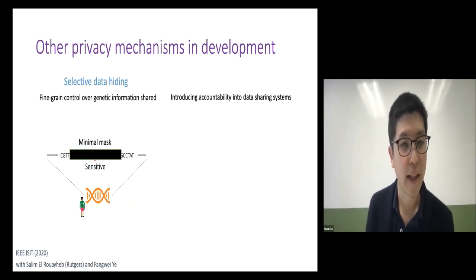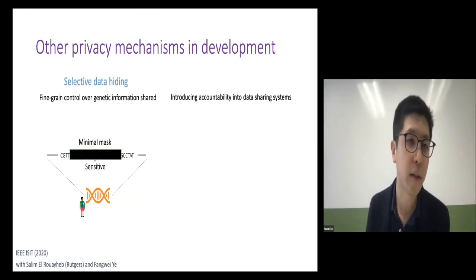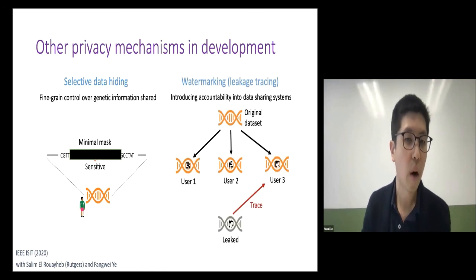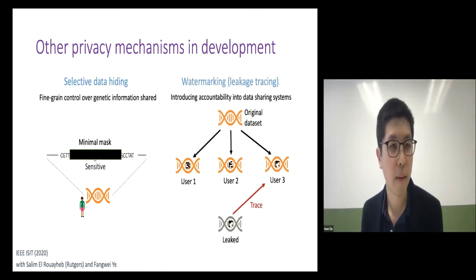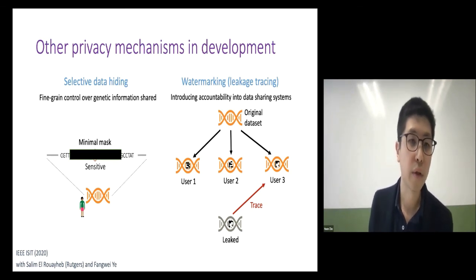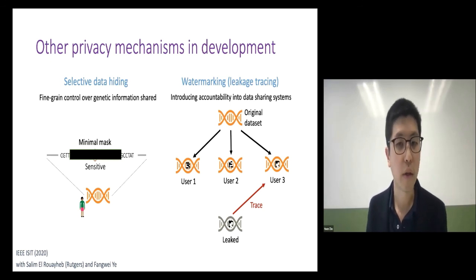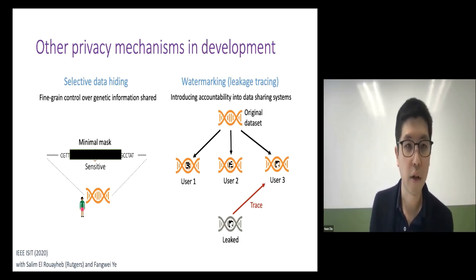So the hope here is that this technique will be useful for further increasing study participation among individuals who are concerned about specific loci in their data that are tagged with specific phenotypes. And we're also working on watermarking techniques for embedding unique codes into genetic data sets so that in the event of a data leak, we could trace it back to the entity that leaked the data. And this could be useful for introducing accountability in data sharing systems.